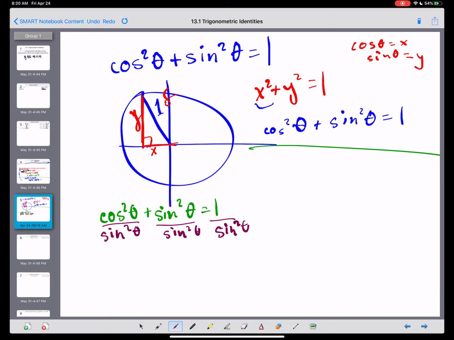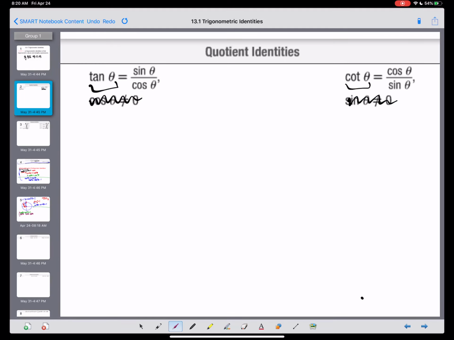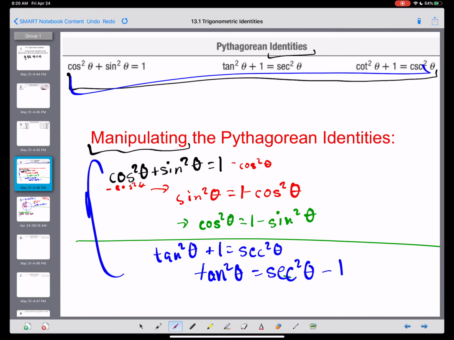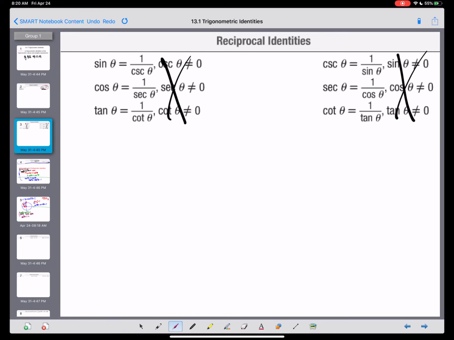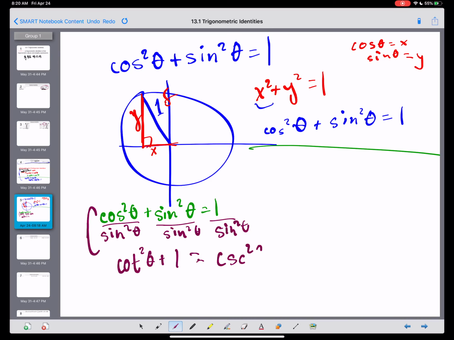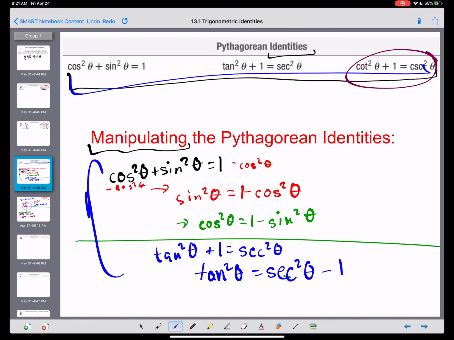So if I divide everything by sine squared theta, you get cosine squared over sine squared. If you remember from your quotient identity, cosine over sine is cotangent. So this becomes cotangent squared theta, because they're both squared, plus sine squared over sine squared is 1, is equal to 1 over sine squared. 1 over sine is cosecant, so it's cosecant squared theta, and that's how I got this one right here.